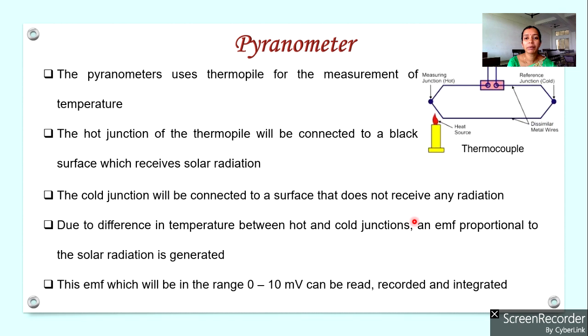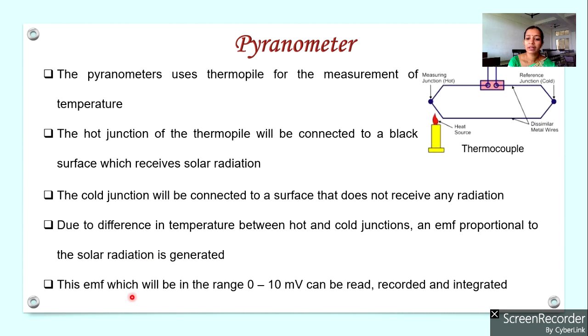So the cold junction will be connected to the white surface, and then there will be a difference in temperature between these two junctions, and a voltage will be induced in this metallic part which can be measured, and thereby we can calculate the value of temperature falling at the hot junction, that is, the temperature of the solar radiation can be measured. So this is the basic measuring principle in a pyranometer.